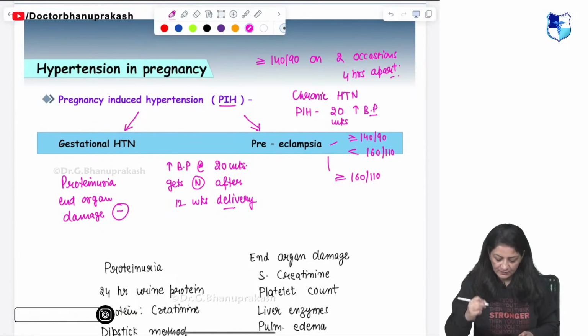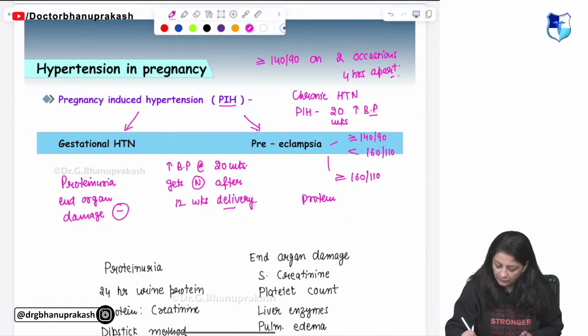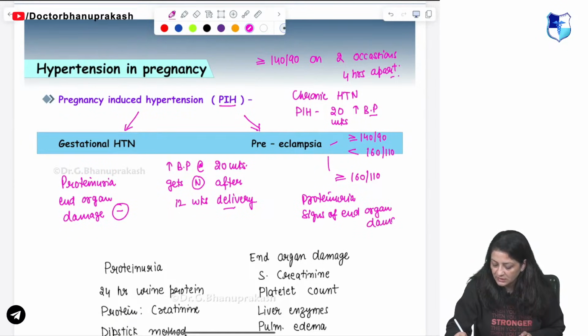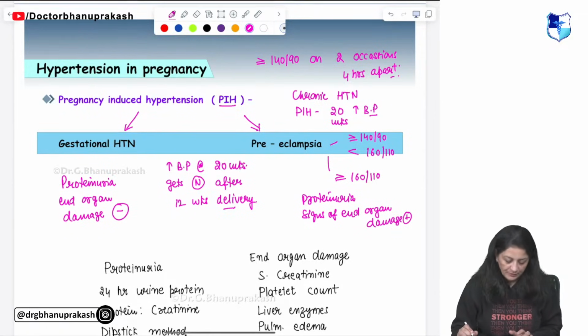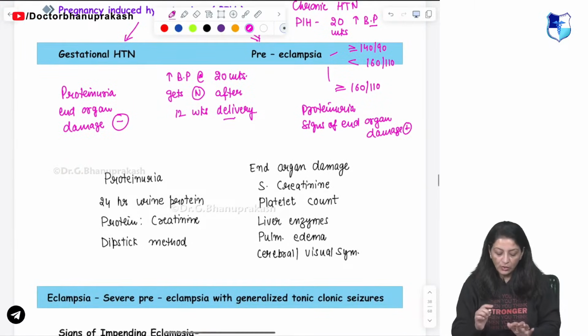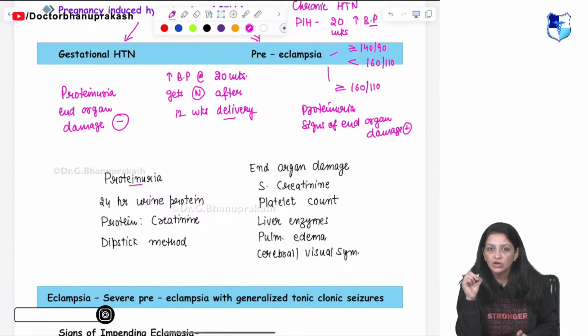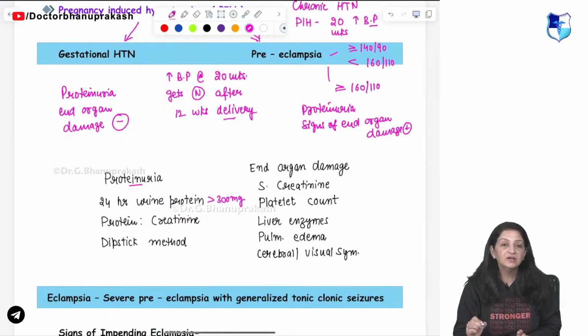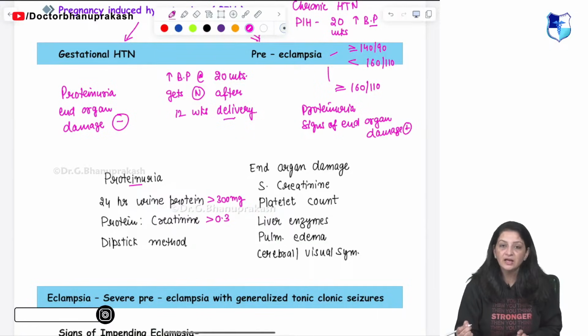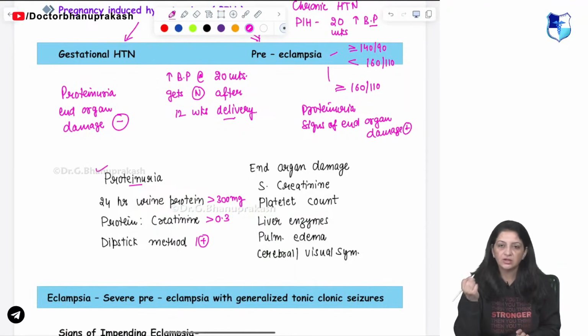But in case of preeclampsia, proteinuria and signs of end organ damage will be present. So this is the difference between gestational hypertension and preeclampsia. Clear? Now, proteinuria means 24-hour urinary proteins more than 300 milligrams, protein creatinine ratio more than 0.3, dipstick method 1 plus proteins present. So this is called proteinuria.